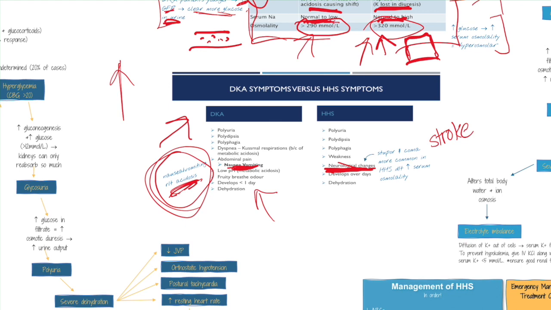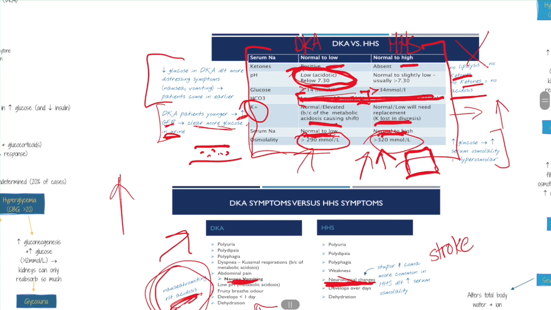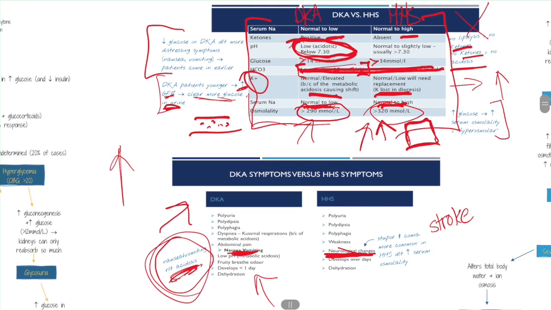So hopefully after all of that, you will have no problem determining on a test the difference between DKA and HHS.